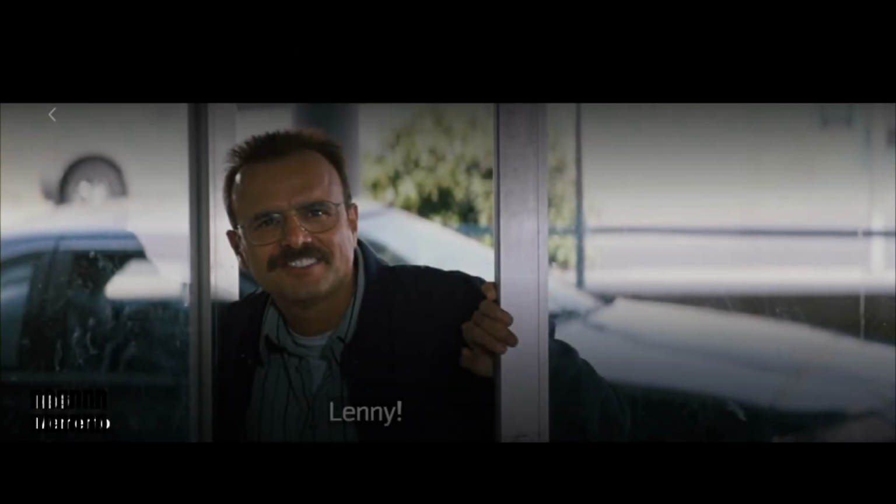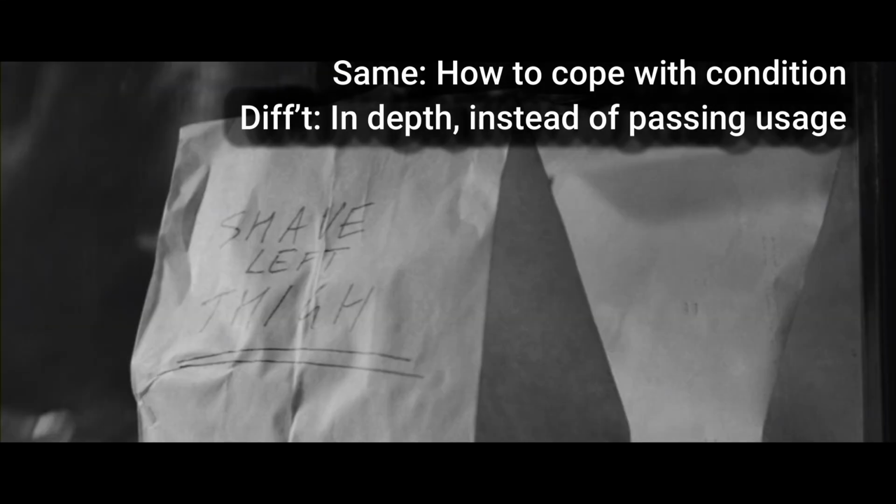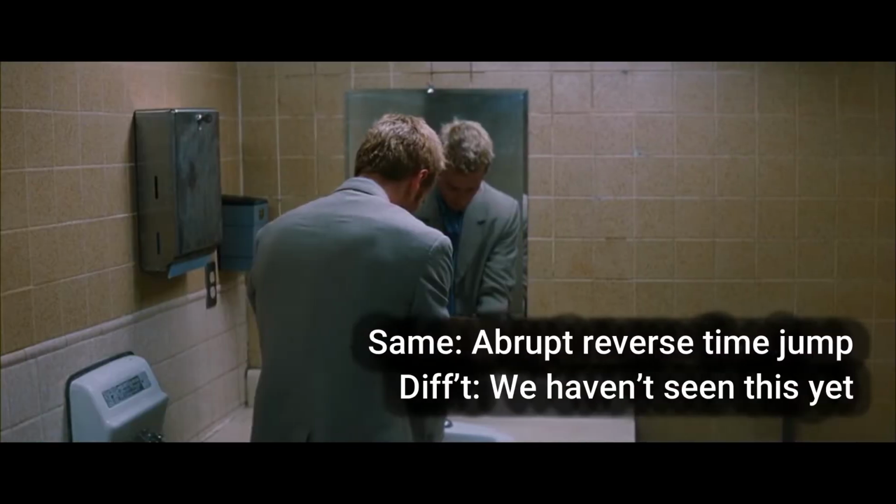We catch up with Leonard's previous beginning, introducing the concept of following brief yet full nuggets of time in reverse order, which leads us to examine the effect of that something new to the status quo, specifically what's different now and what remains the same. Leonard expands on his note-taking process, trusting his handwriting above all else. Then he resets somewhere new. Well, to us this time, it's always new to him.